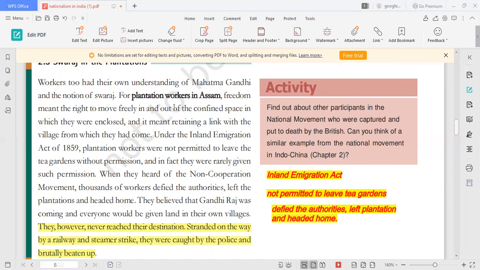Okay, today we have seen how the movement spread in four areas in this part, and in the next part let us see how the non-cooperation movement turned into the civil disobedience movement.